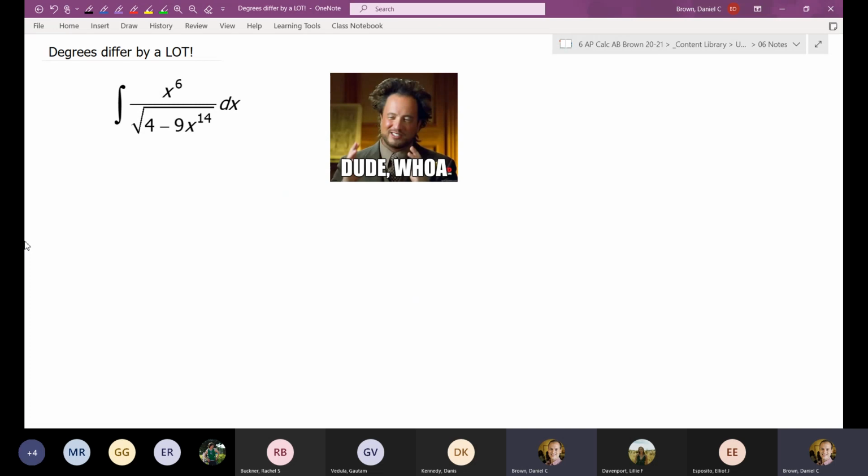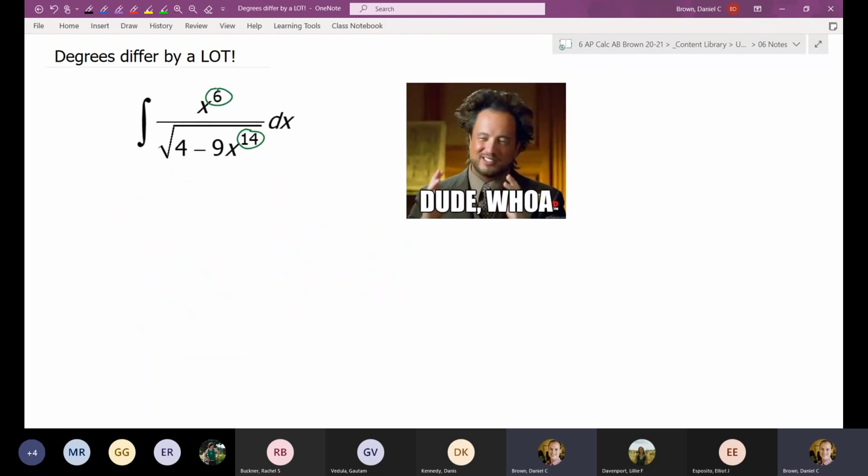This is the case that I think is the most obvious inverse trig, because we have a degree of 14 being compared to a degree of 6. 14 is much bigger than 6, so the only way we're going to be able to deal with a problem like this is inverse trig. I do think it's helpful when you're doing inverse trig to force it to look like an inverse trig problem.